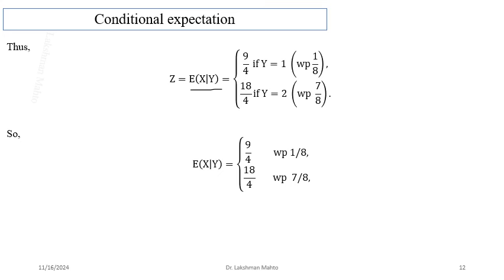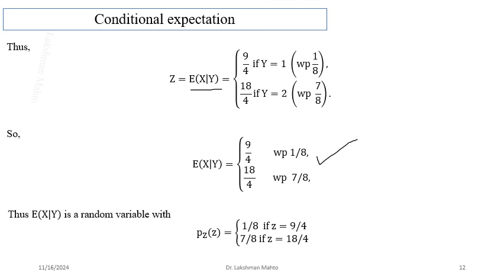Further, I have simplified it in a simpler way. So what is the probability mass function of this? We are giving notation to this one, it will be denoted by z. So what is the probability mass function of this conditional expectation? It is 1 by 8 when z is observing 9 by 4, and its probability mass function is 7 by 8 when z is observing 18 by 4. So this is the desired probability mass function we are looking for. We have computed everything.